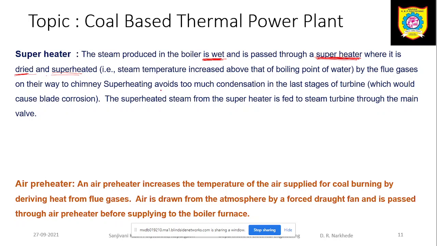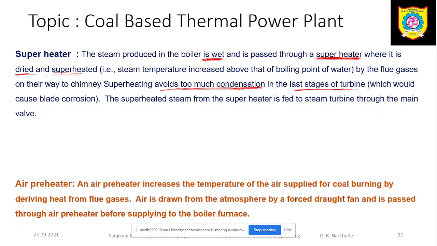Superheating avoids too much condensation in the last stage of the turbine. Okay, so why is superheating required? Because when I do the superheating, it will avoid condensation. Condensation means what? When the steam is cooled down, it converts into water droplets. If my steam is not superheated, then when it makes an impact with the turbine blades, it will convert into moisture, into water droplets, and that will cause corrosion to the blades of my turbine, and the life of my turbine blades will reduce.